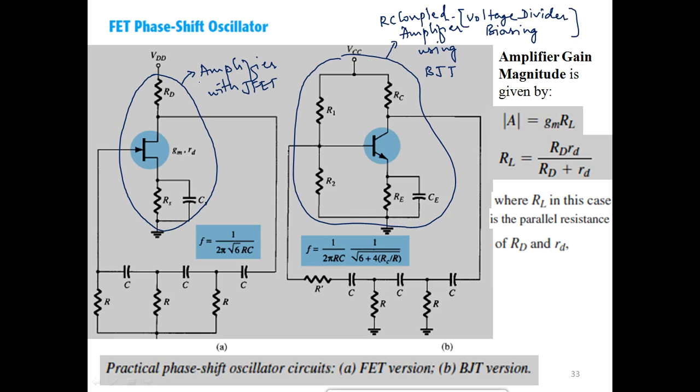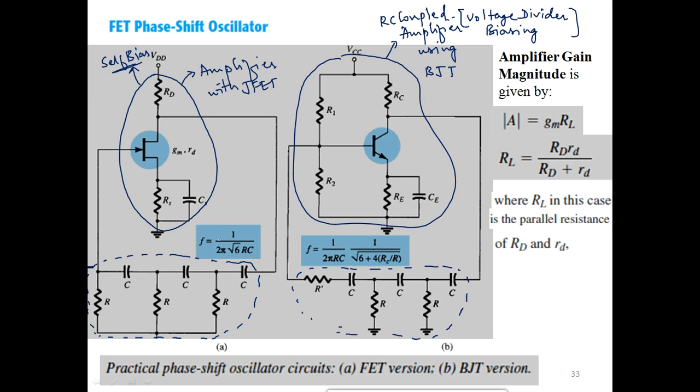What about the amplifier with the JFET? Students, can you recognize the biasing circuit? This is a self bias circuit. So that's a self bias configuration, right? And as usual, this shaded portion is again the feedback network, 3 RC sections. Similarly here also, that becomes our feedback network.